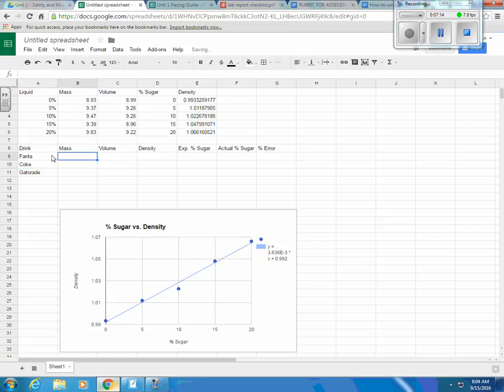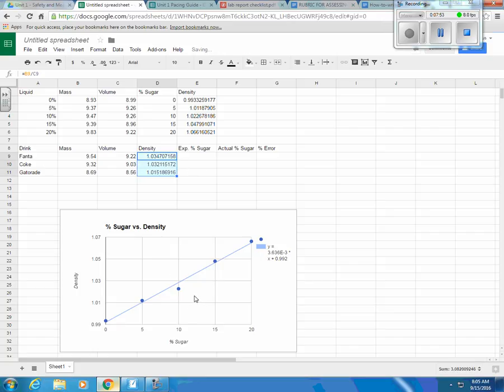Again, we found the mass and the volume the same way that we did with the other liquids. When I did that, I got 9.54, 9.32, and 8.69 as my masses, and my volumes are 9.22, 9.03, and 8.56. It doesn't matter what they are. You get what you get. And again, our density is equal to mass divided by volume. Press enter. So now we've got our densities of these three.